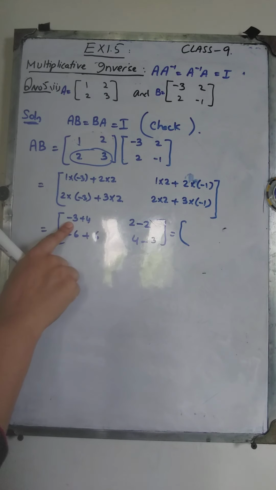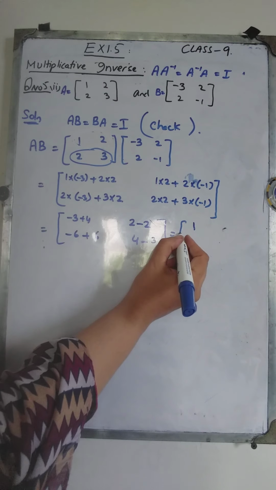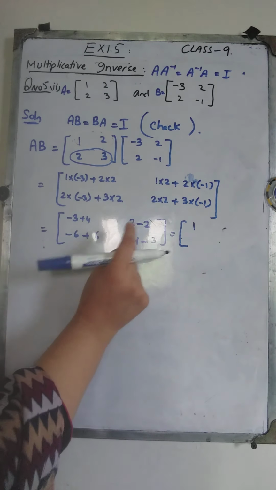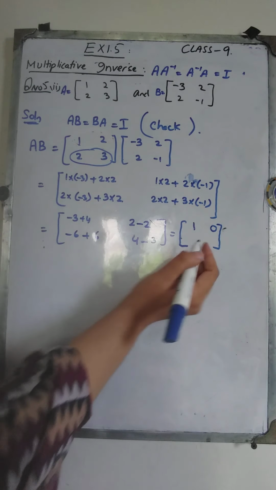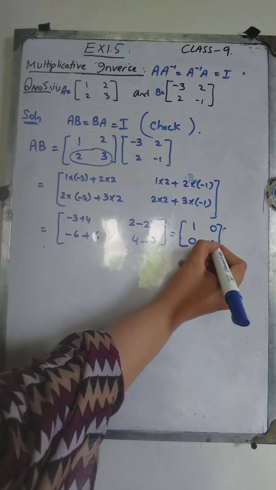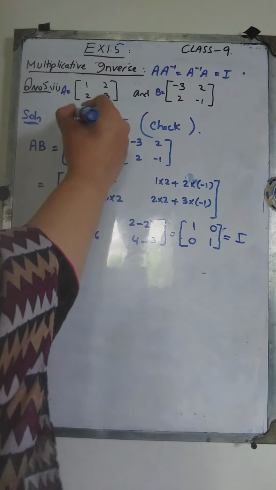The signs are different. So we are going to subtract. 4 minus 3 is 1 and we are going to put the sign of the greater number. 2 minus 2, 0. -6 plus 6 is 0 and 4 minus 3 is 1. So this is equal to the identity matrix. So the first condition is satisfied.